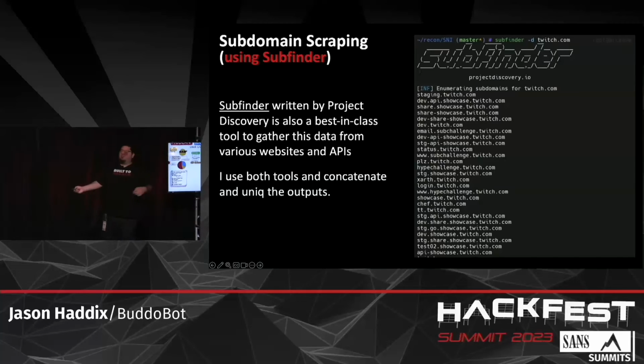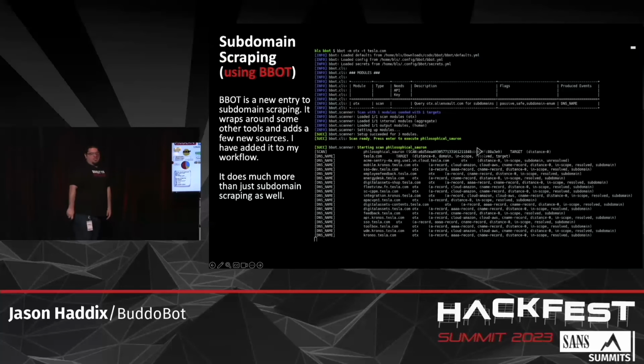Between Subfinder and Amass, I use them both because they have a couple different sources. Subdomain scraping with Subfinder is much faster. They focus on just a few sources and bring back information faster. Amass takes longer to run, but is more comprehensive. So I use them both, and then I concatenate the output and then unique it.